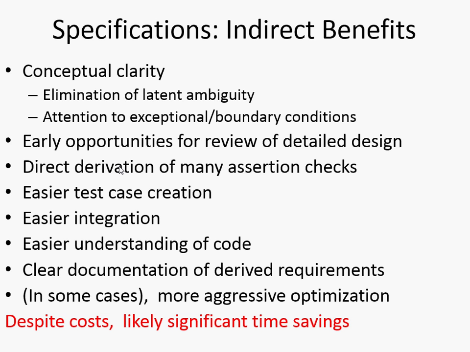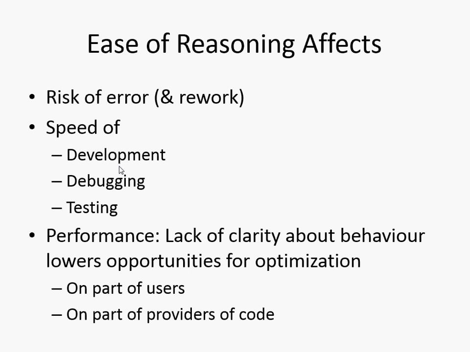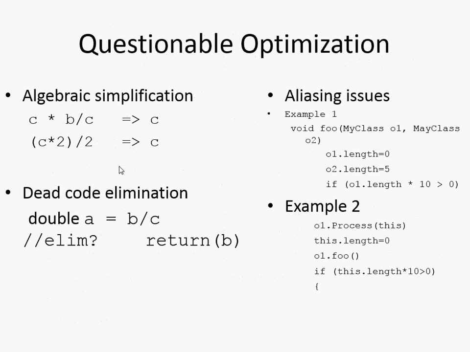Test case creation, I think it's pretty clear, right? If you have contracts, you know if I give it these things, it should always return this. And it should always return a value within this range, or a non-null value, or a reference to a file that's writable, or what have you. And it's really easy to write test cases against these things, right? Easier integration, understanding of code, etc. In short, it's a bit of a pain, perhaps, to write, but it can often spare you a lot of time. Okay? So it speeds up debugging, testing, development, and it also can help performance by making it very clear what optimizations are allowed and what are not.